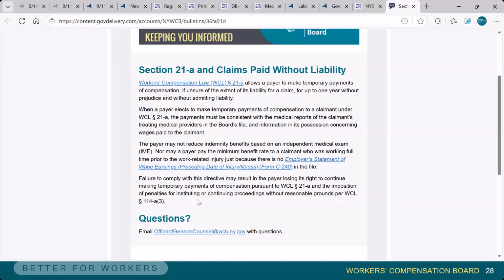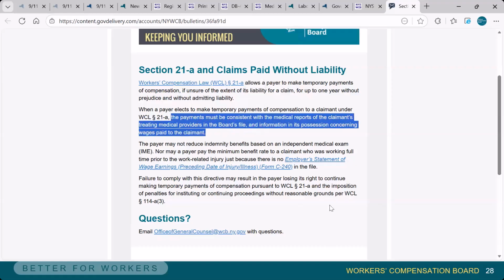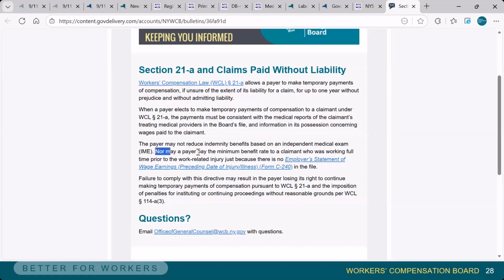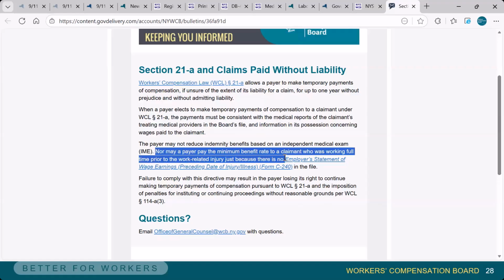Repeat, if the treating provider says 100% disabled, you have to pay 100% of the benefit. You also have to find out the wages. It's incumbent upon you. You can't just pay $325 a week. I'm sorry, you have to conform to the treating provider's opinion. You have to find out the true wages so you can pay the right amount.